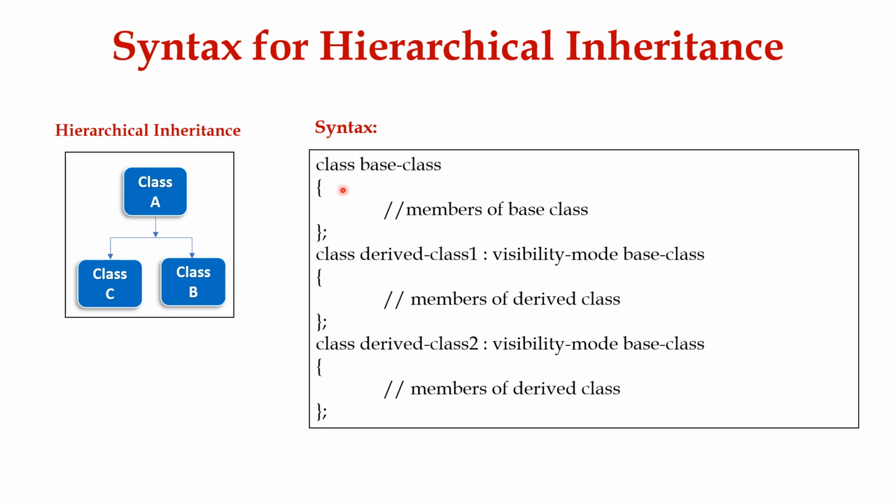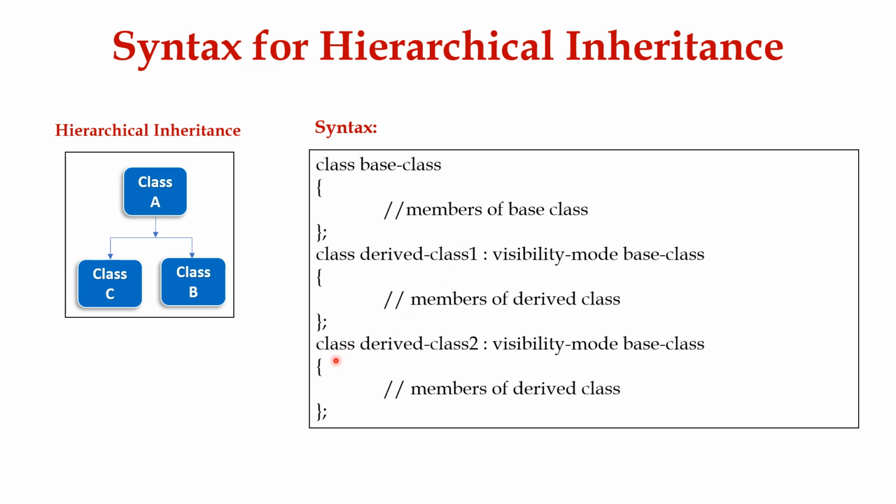Here we have defined the class definition for base class 1, which has its own member variables and functions. Then we have defined the class definition for derived class 1, where derived class 1 inherits the properties of the base class. Derived class 1 has its own member variables and functions. In addition to that, it can access the member variables and functions available in the base class.